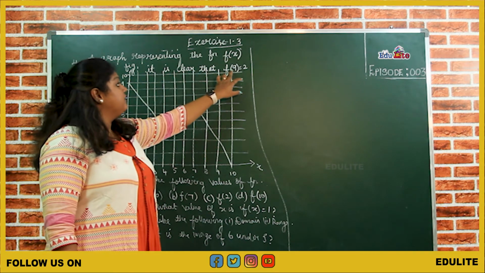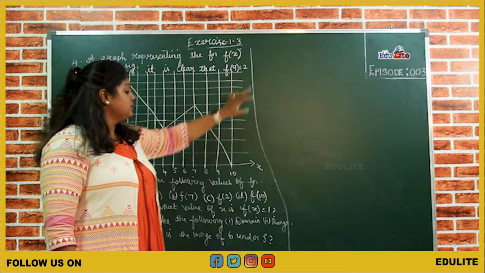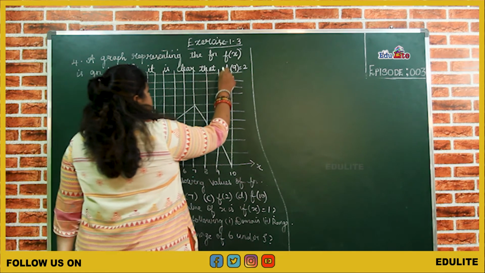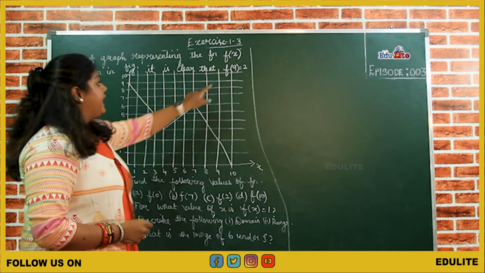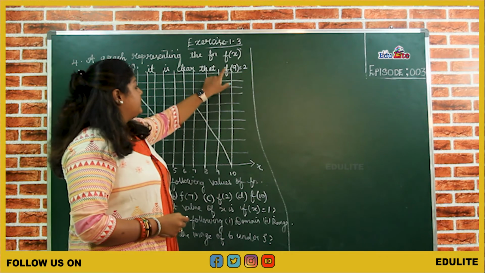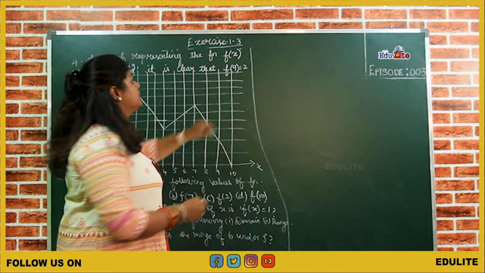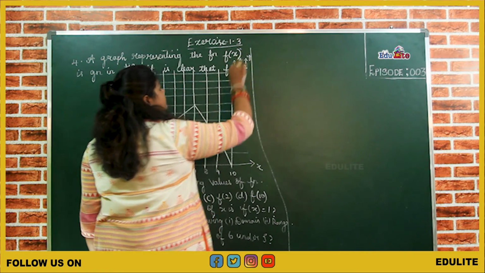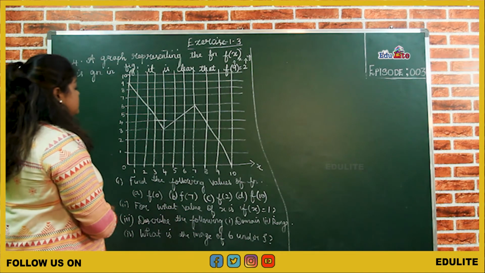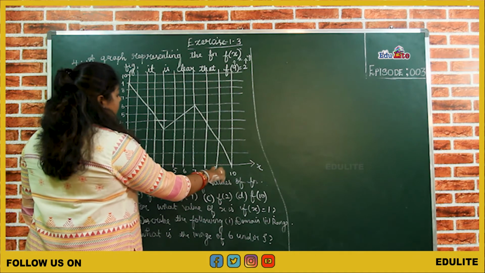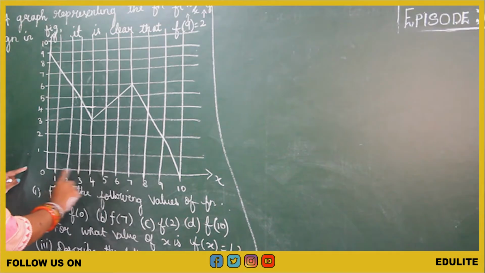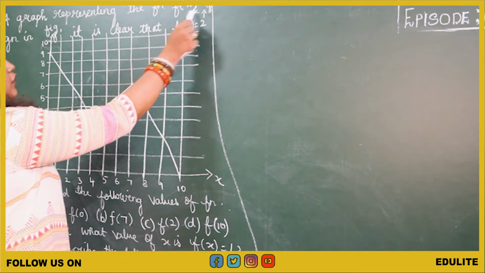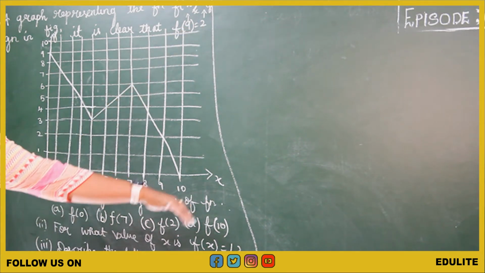From this function we are given that f of 9 is equal to 2, and we are asked to find all these four subdivisions. With this hint, what can we understand? f of 9 equals 2, where 9 represents the x axis and 2 represents the y axis. So when x is equal to 9, the y value is 2. With the hint of this, we can find all these subdivisions.